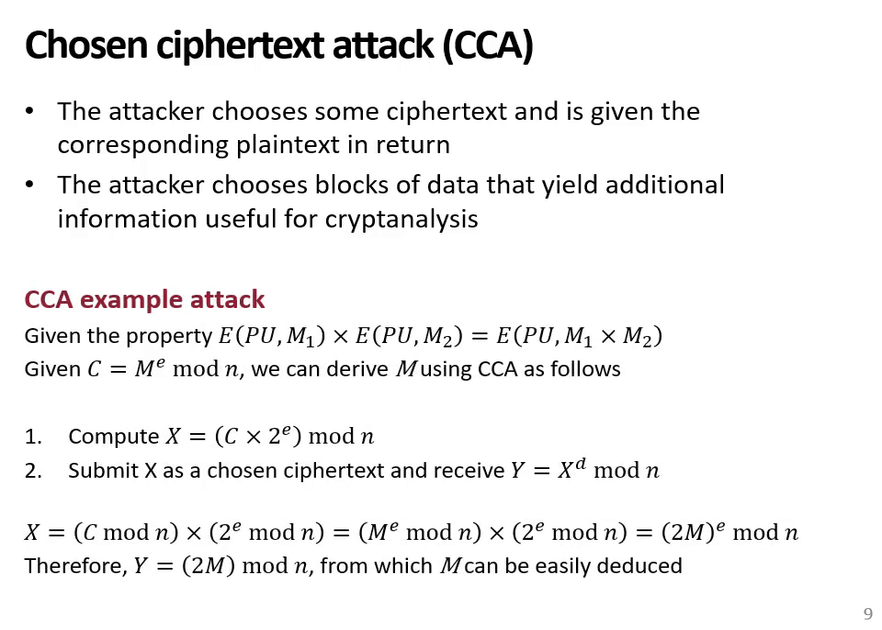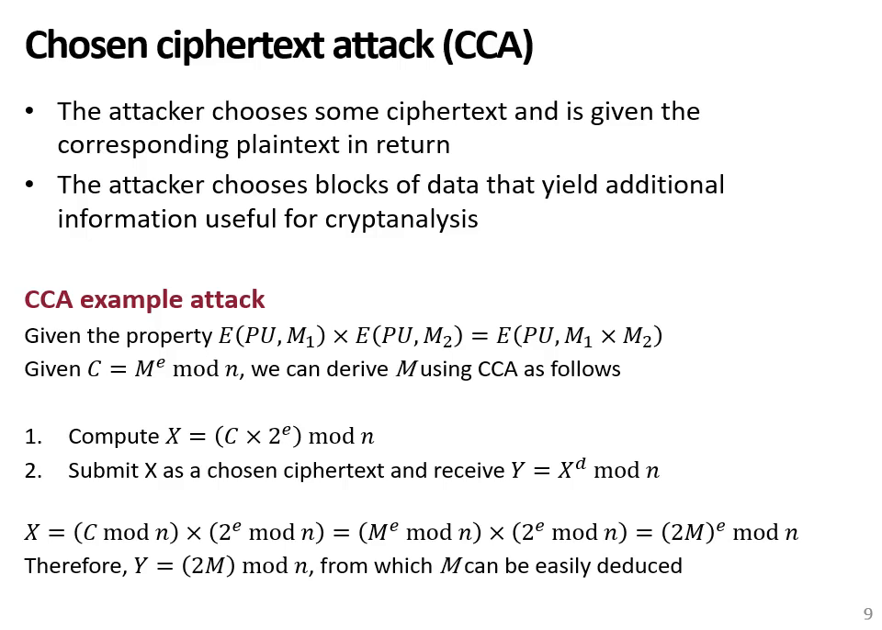This attack relies on the property that the encrypted version of a message M1 multiplied by the encrypted version of a message M2 equals the encrypted version of a message M1 times M2 with the same key, PU. Now, let's assume we are given some ciphertext message C, which equals m to the power e modulo n, that the attacker has obtained. The attacker knows C, but doesn't know m. Since the attacker doesn't know the private key d, he is not able to derive m either. However, he can obtain m using a chosen ciphertext attack.